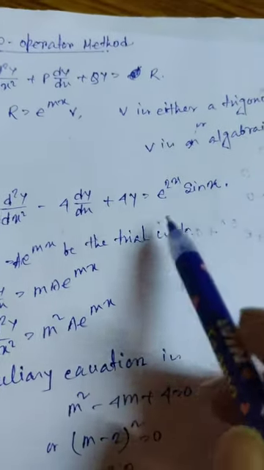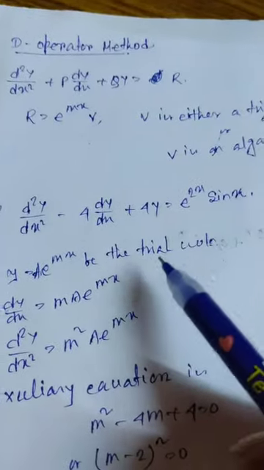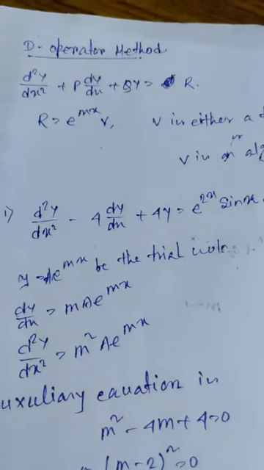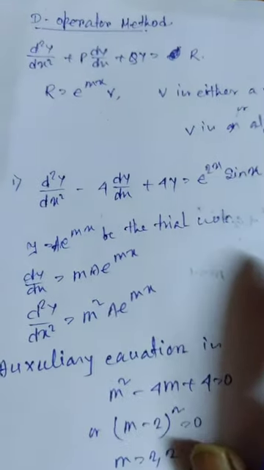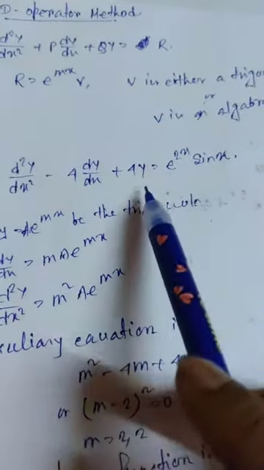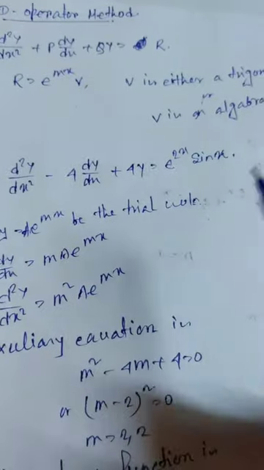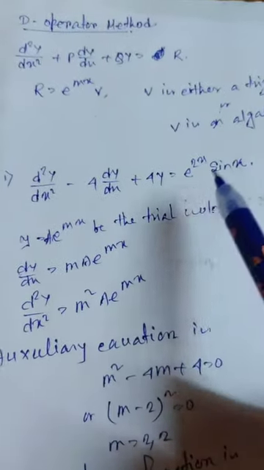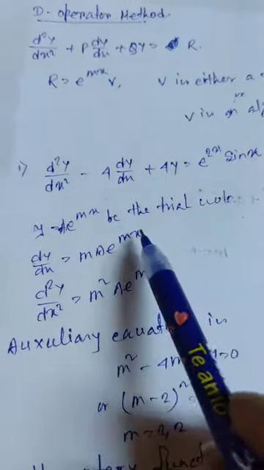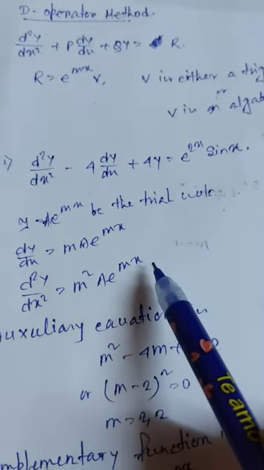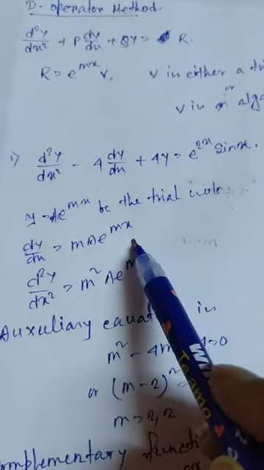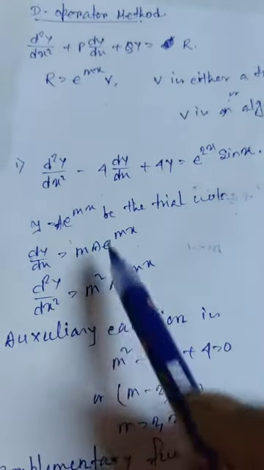power 2x sin x. First of all we have to find the complementary function, and you already know how to find it by making this equation homogeneous. That means for finding the complementary function, we make the right hand side equal to 0. So here we take y equals a e to the power mx as the trial solution. Then we find dy/dx and d2y/dx2 from here.